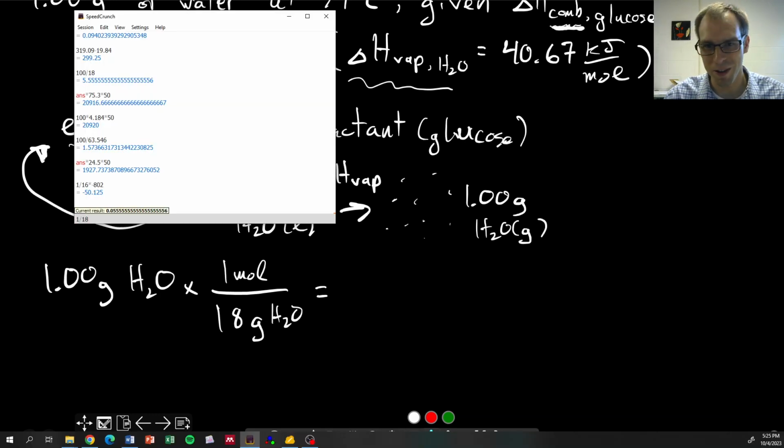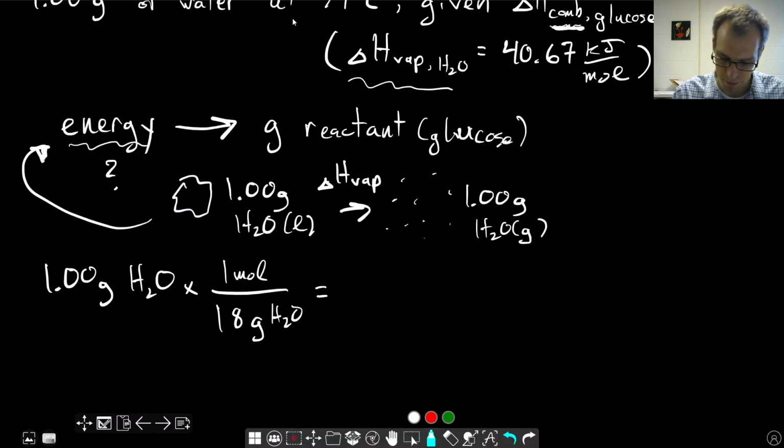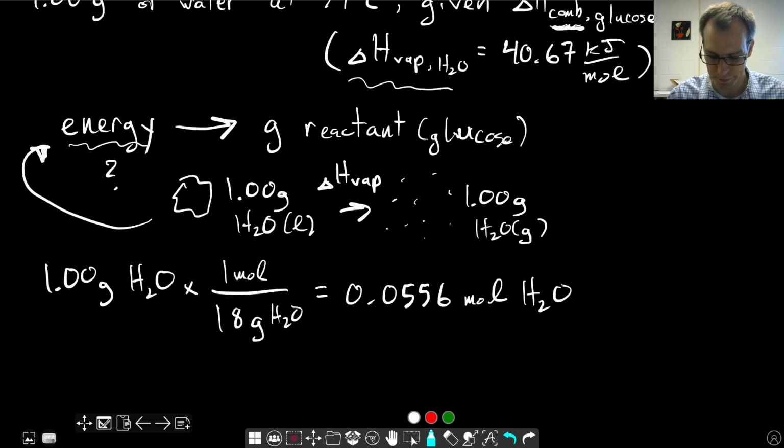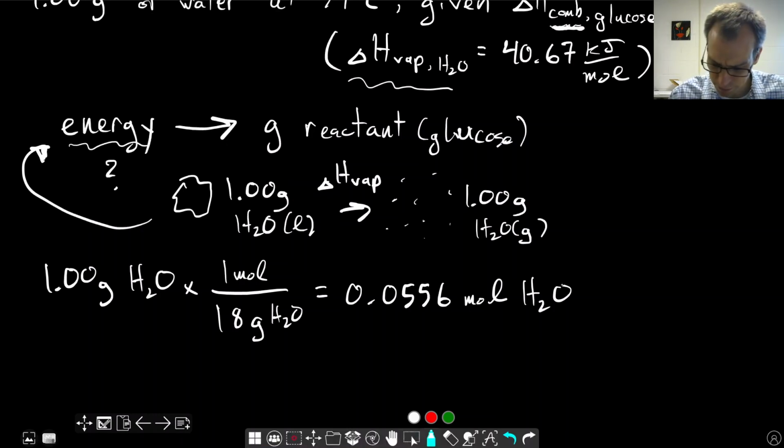And you can use more significant figures. I'm just using 18, but it's like 18.0 something. So 0.556, we'll round that up. So that's 0.0556 moles of H2O. Make sure I have the right number of zeros. Yeah, there's a 0 at the beginning there.